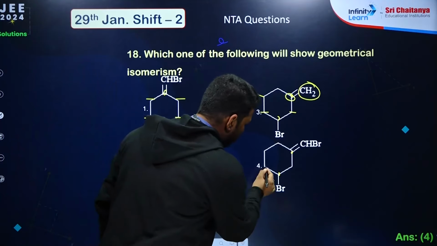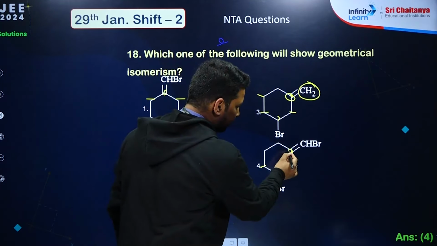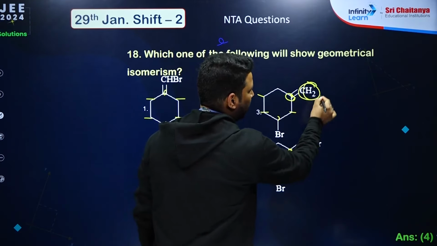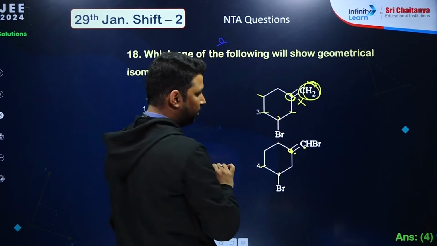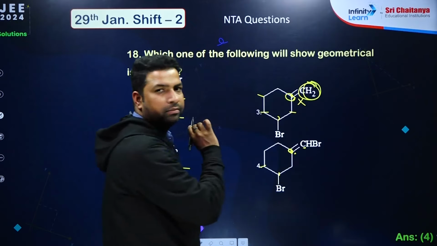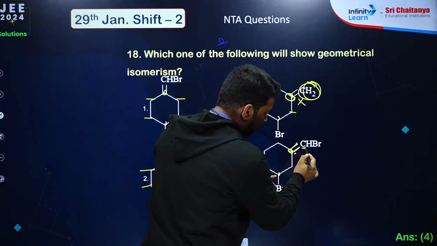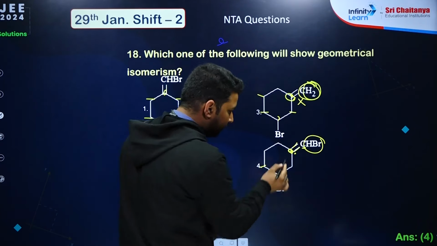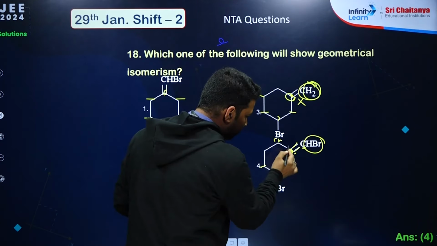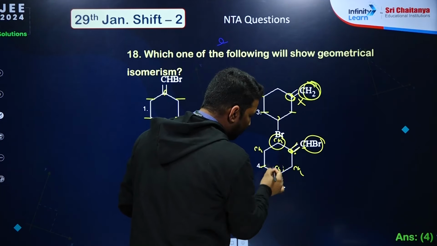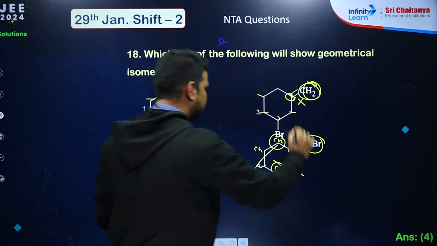But here CH2. You can check these two carbons. Two hydrogens are the same, so no GI about the double bond, and no GI about the ring. Similarly, in the double bond, this carbon is connected to hydrogen and bromine, which are different. This carbon is connected to CH2, then CH2, then CH. Different electron densities are there. Fourth will be your answer.